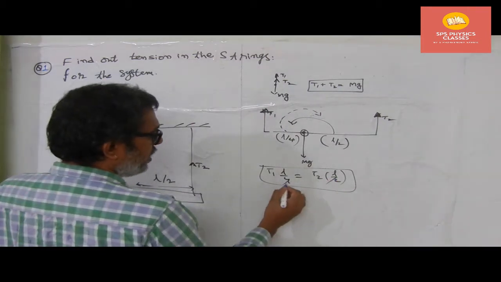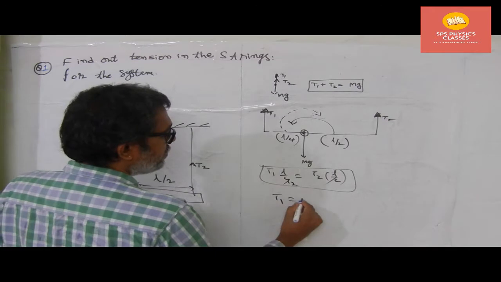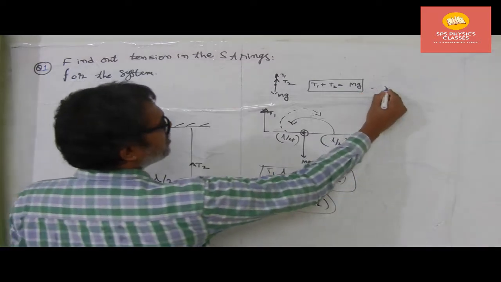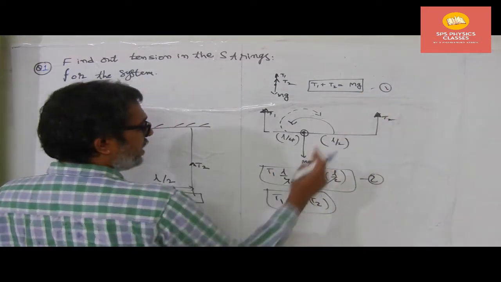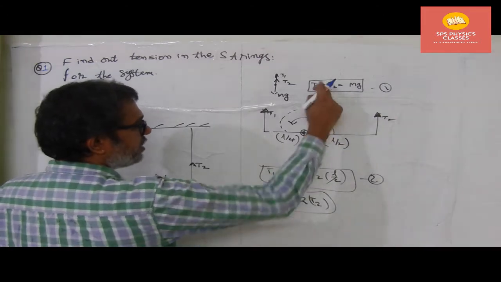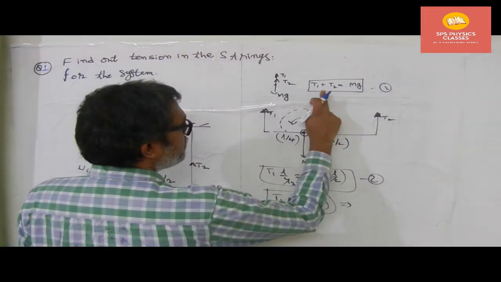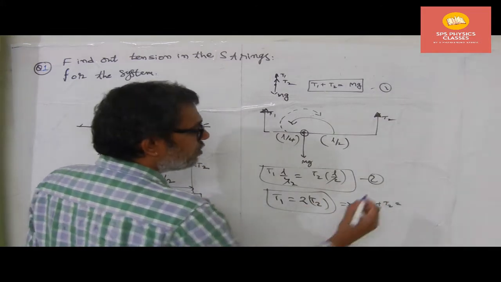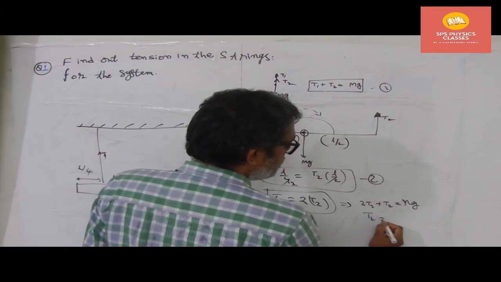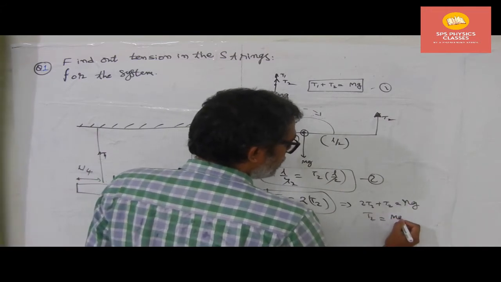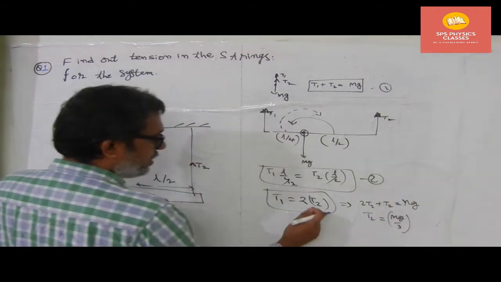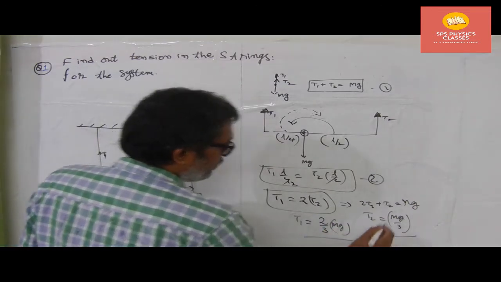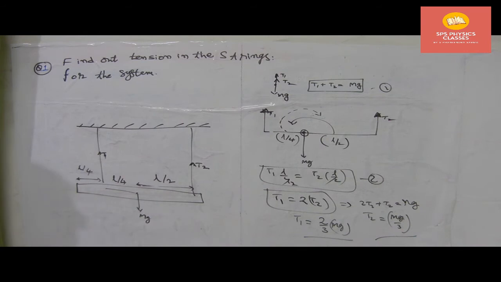Then here 2 and 4 cancel 2 times. Therefore, T1 is equal to 2 times T2. We can write it like this. So this is equation 1 and this is equation 2. To find the value, use this one here. That means 2T2 plus T2 is equal to Mg, or T2 is equal to Mg by 3. If T2 is Mg by 3, then T1 must be equal to 2 by 3 of Mg. So, like this, one can determine the tension in the cable.